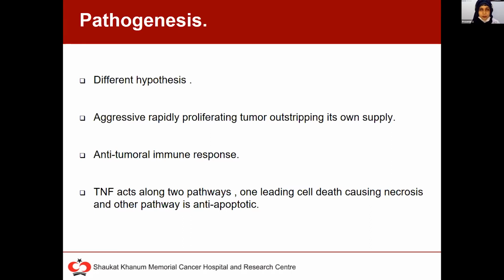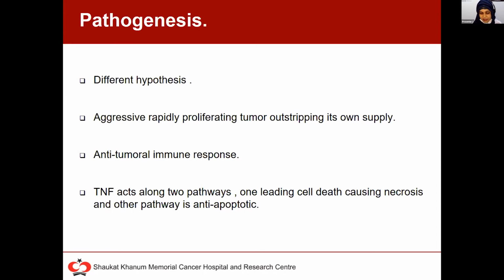There are 2 hypotheses. One states that tumor necrosis is observed in aggressive, rapidly proliferating tumors which outstrip their own blood supply, leading to tumor necrosis. Another hypothesis states that tumor necrosis is caused by anti-tumoral immune response. So this anti-tumoral immune response can be one good reason why our group 3 does not show any distant metastasis. And furthermore, tumor necrosis factor alpha acts along 2 different pathways. One pathway leads to cell death causing tumor necrosis, and the other pathway is anti-apoptotic, and it helps the tumor cells in proliferating fast.